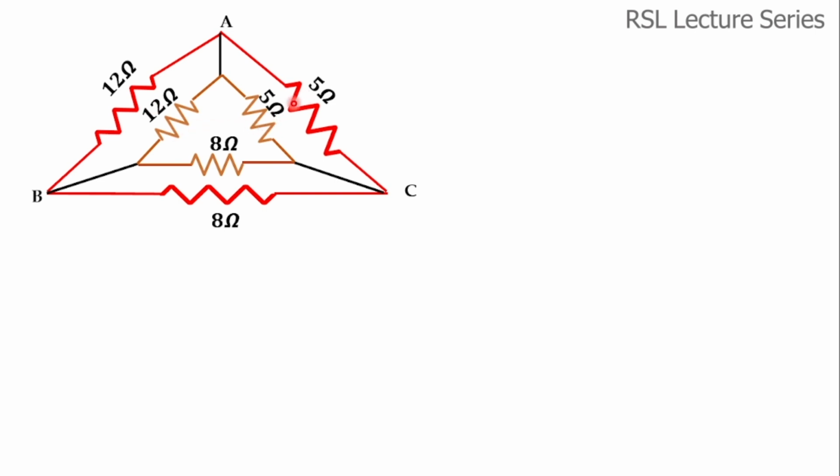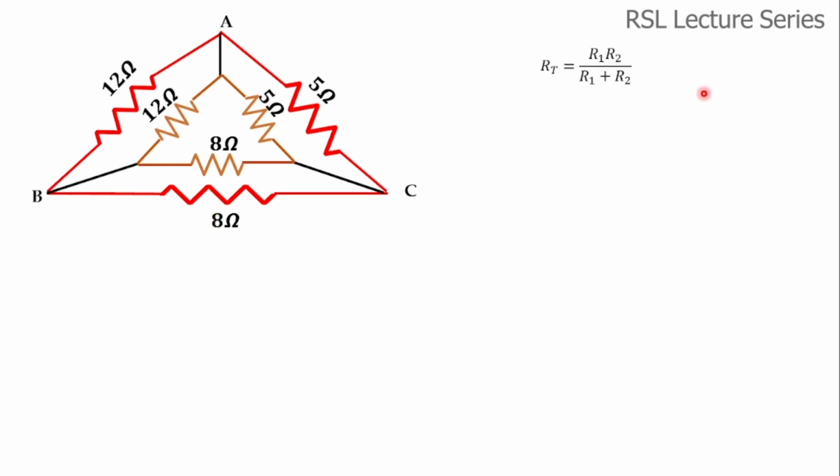Similarly, 5 and 5. If you see here, both the ends are connected to terminal A, and similarly the other ends are connected together to the terminal C. Similarly, these two, 8 and 8, are connected in parallel. So we can simplify them.